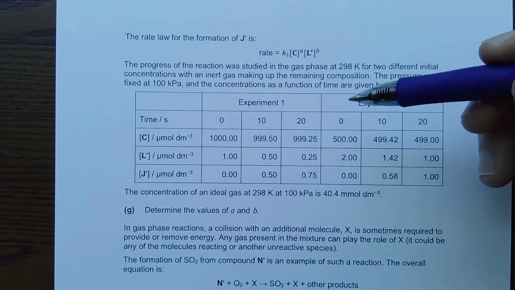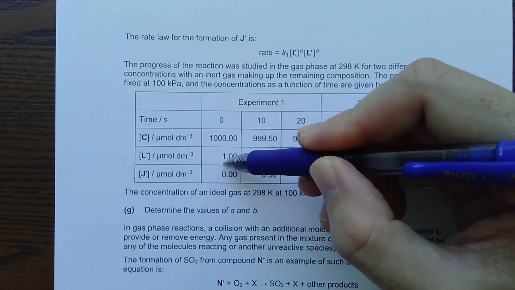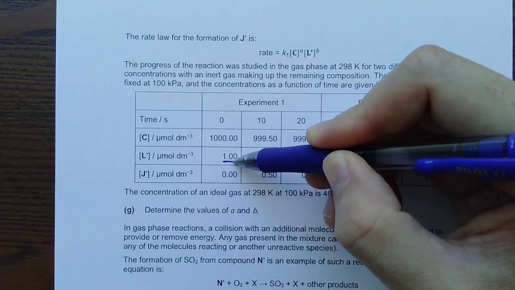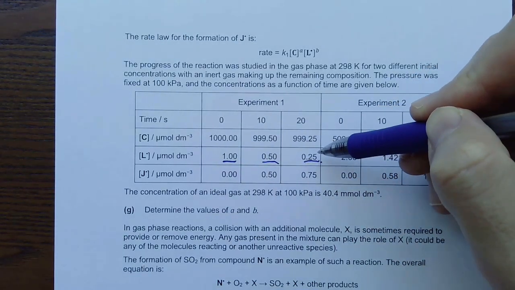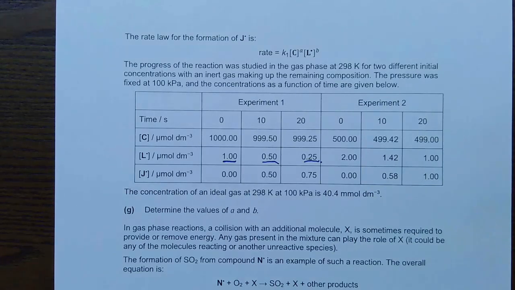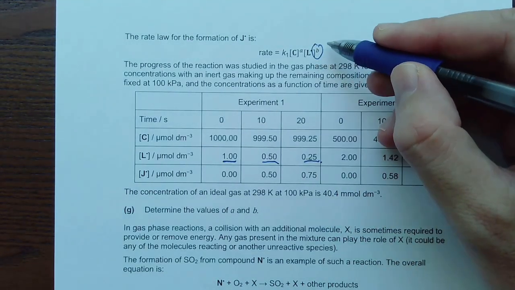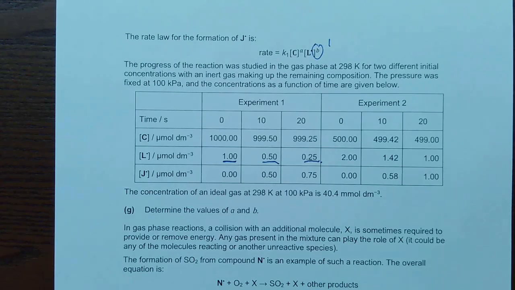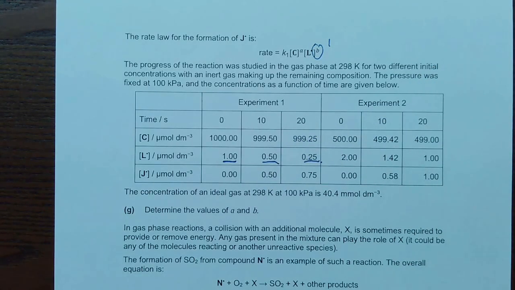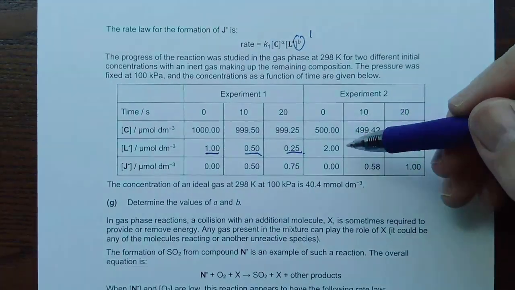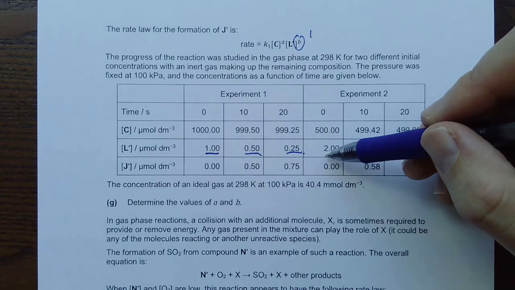And the key thing to realise is that if you look here, the initial concentration of L is 1. After 10 seconds, it's a half. And after 20 seconds, it's 0.25. Constant half-life. If it's constant half-life, it means that L is first order. All right, it's a tricky thing to try and look for, because when you look at this, you'll be looking for things like if I change the concentration like this, how does the rate change, rather than looking for constant half-lives.